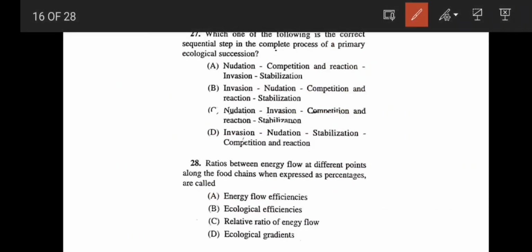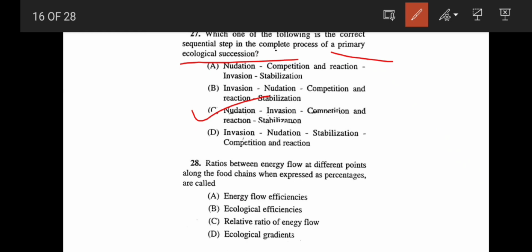Now, coming to question number 27. Which of the following is the correct sequential step in the complete process of primary ecological succession? In primary ecological succession, first of all, there is nudation, that means there should be a presence of bare land. Then new species will invade that place, that is known as invasion. And then competition and reaction will occur between those species, and ultimately stabilization will be established. So the correct answer is option C.